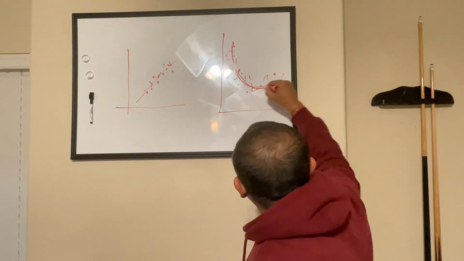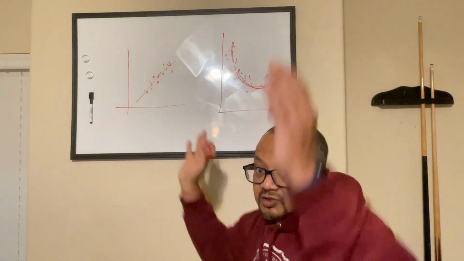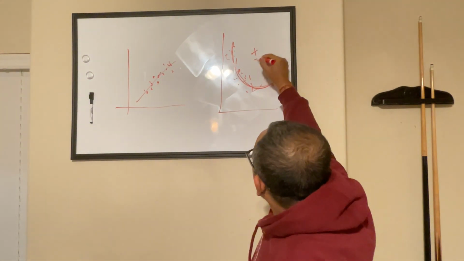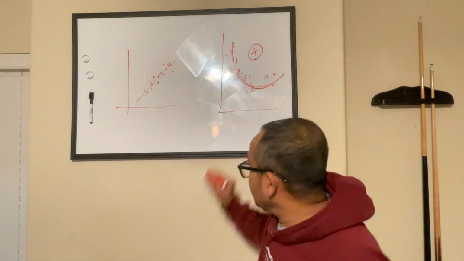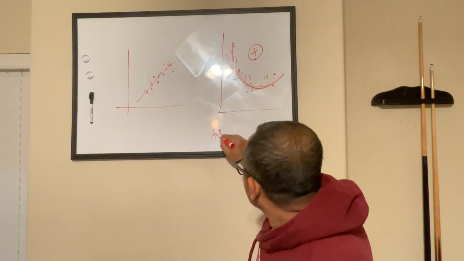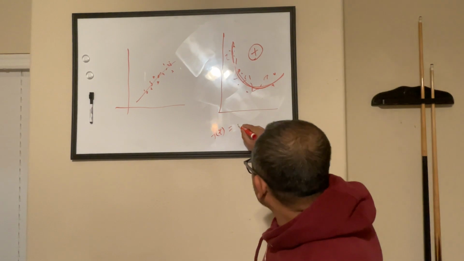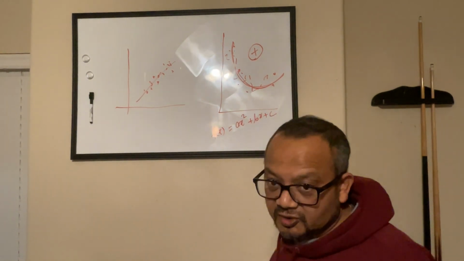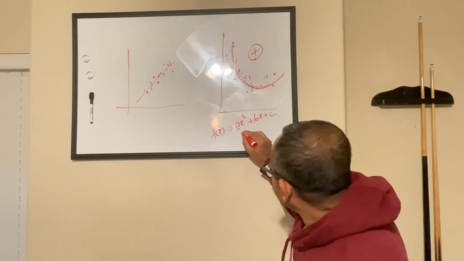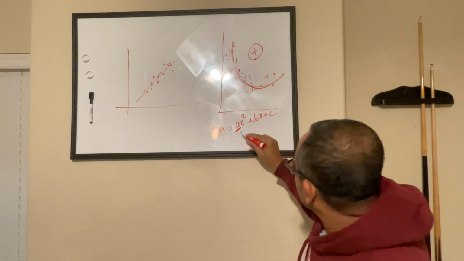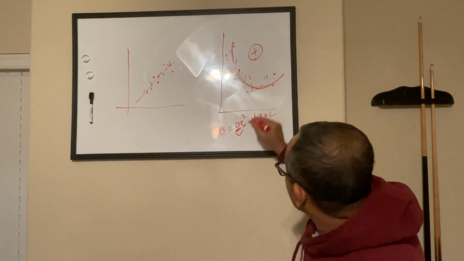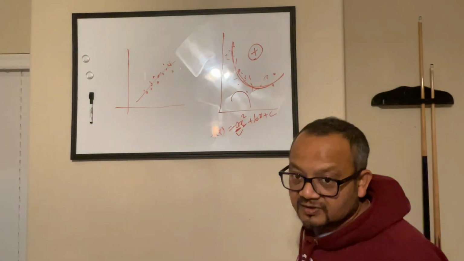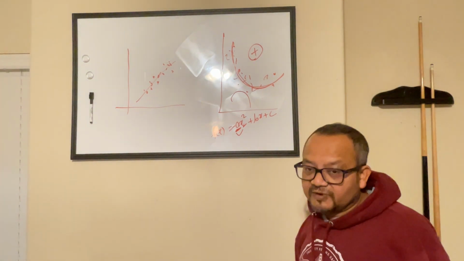If the curve of a parabola is upward, this is the coefficient of the x square. So take the function ax square plus bx plus c. This coefficient of x square will be positive if the curve is upward. If it is downward, it will be negative. So that would be your first clue.